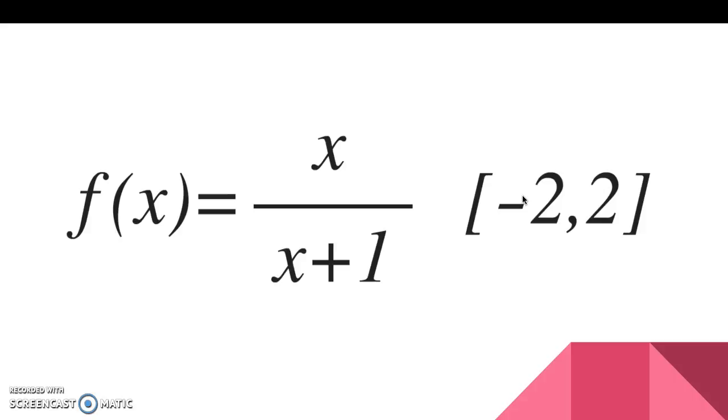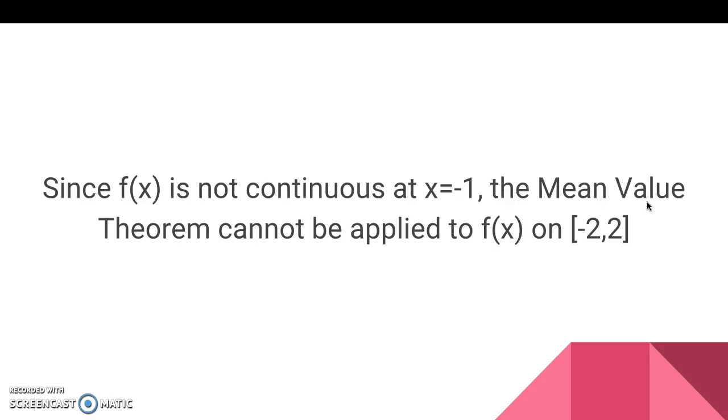And since it is not continuous, we can also imply that it cannot be differentiable, because if something is not continuous, it is definitely not differentiable. Therefore, the mean value theorem cannot be applied to this function. So we just have to write a little something out that says that it cannot be done. So what I would write is, since f of x is not continuous at x equals -1, the mean value theorem cannot be applied to f of x on -2 to 2.